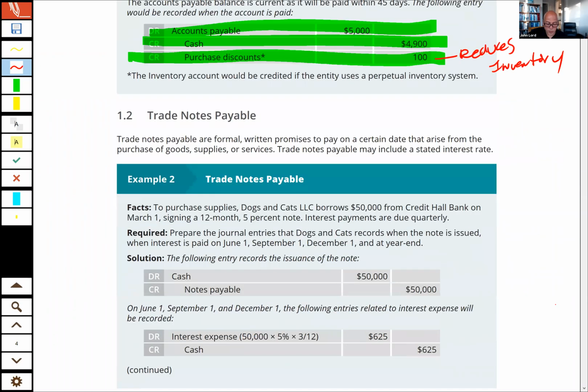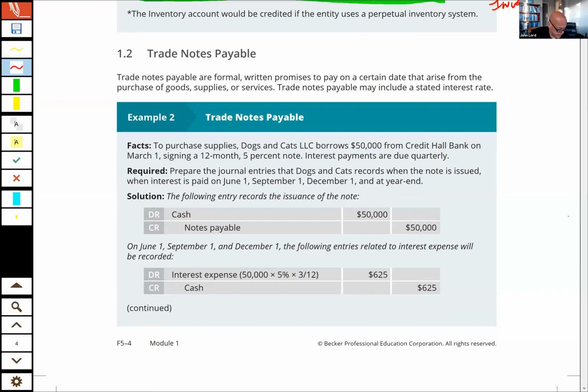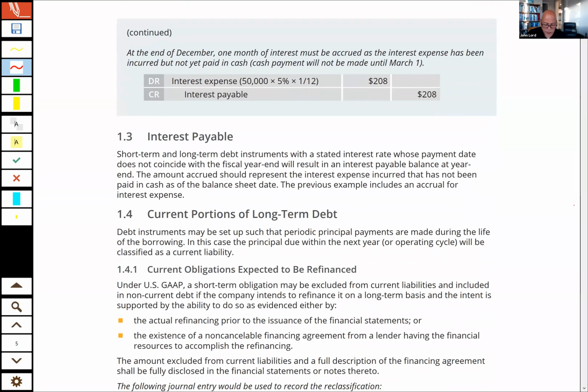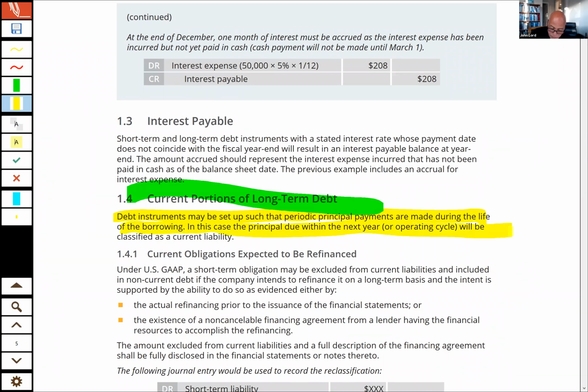Now you come over and take a look at your trade notes payable, and I'm not going to go through that. That gets to some stuff that we will look at again in a little while, and I don't want to be redundant with our time. So don't worry about that example up here. Come over and let's look at current portions of long-term debt. Debt instruments may be set up such that periodic principal payments are made during the life. In this case, the principal due within the next year should be treated as a current liability.